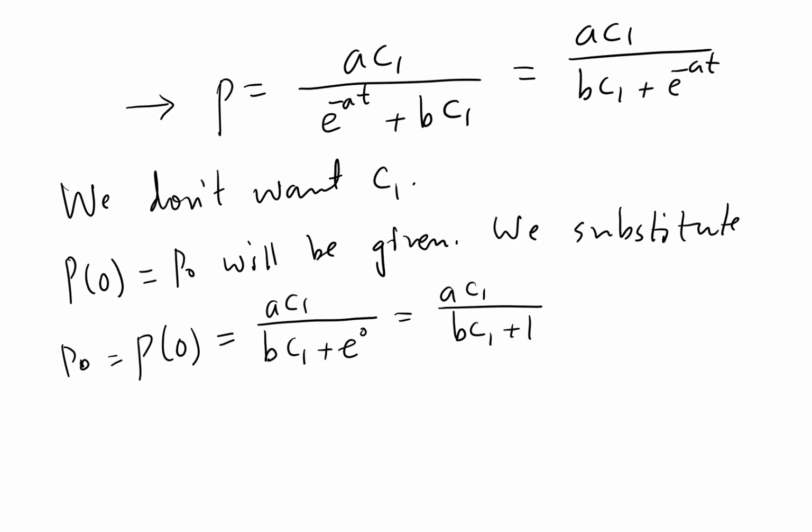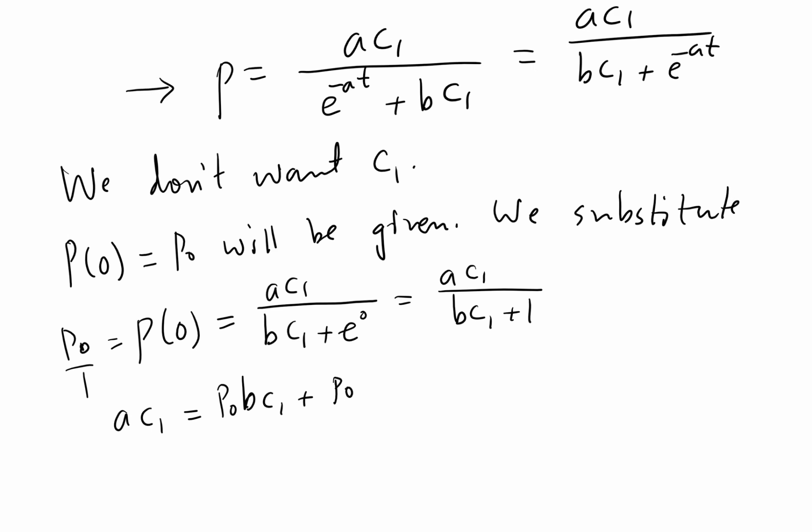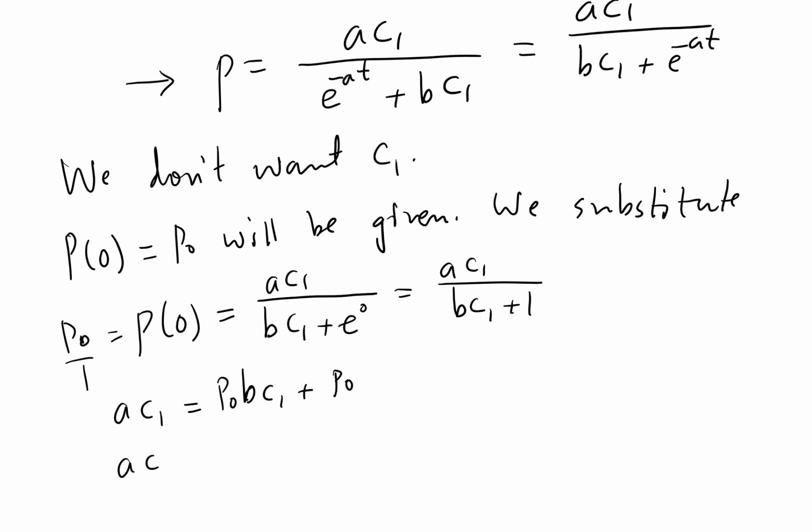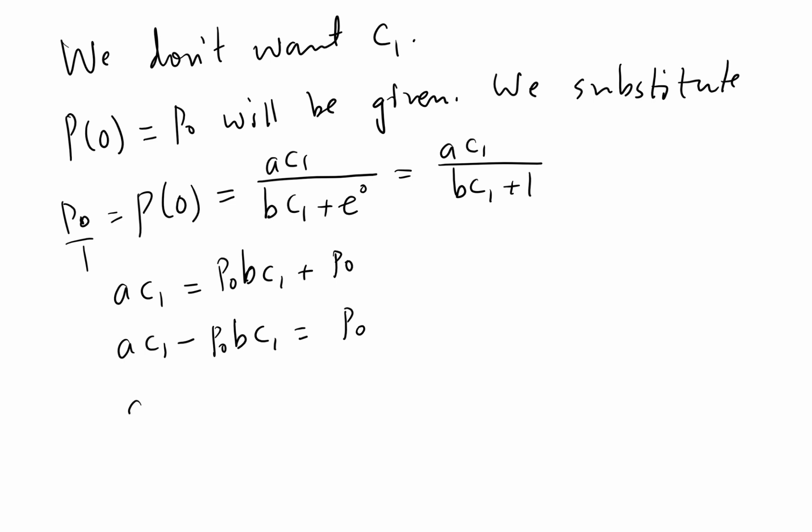So how do you solve for C1? We can cross multiply. AC1 is P sub 0 times BC1 plus P sub 0. So AC1 minus P sub 0 BC1 is P sub 0. Factor C1 out and divide.